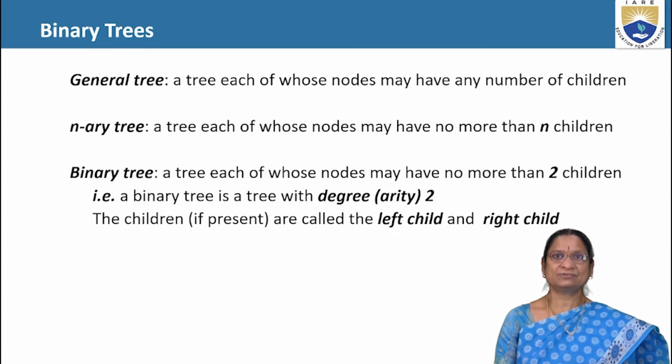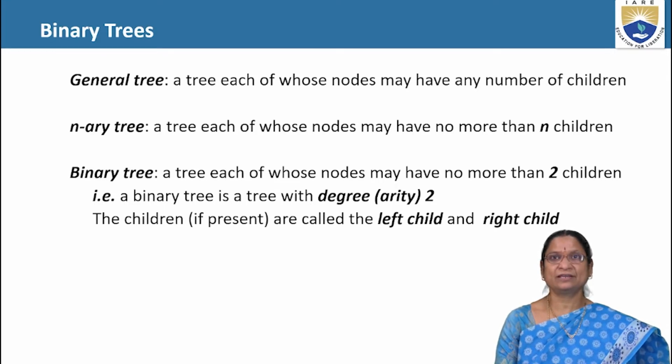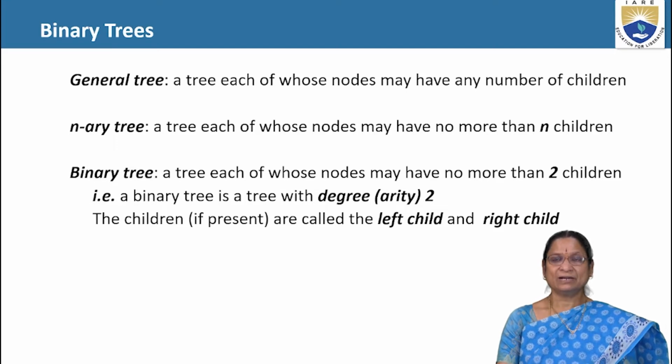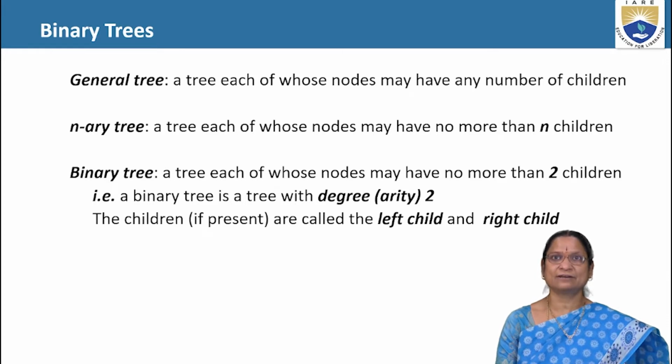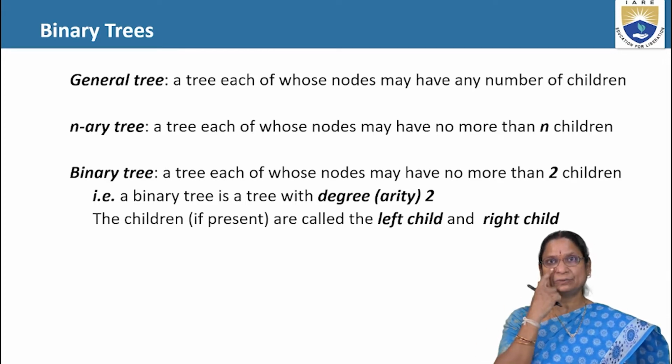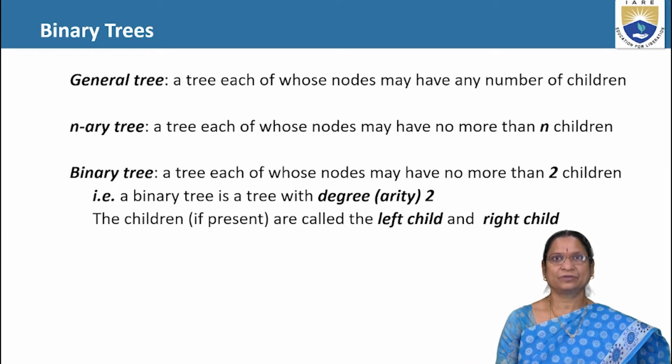Generally, we call these trees general trees. If we don't add any word, we consider it a general tree, which consists of multiple children. That means a tree each of whose nodes may have any number of children is a general tree. But if there is a restriction, a tree each of whose nodes may have not more than n children, then we call it an n-ary tree.